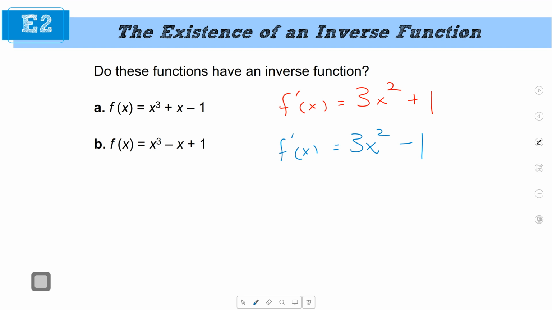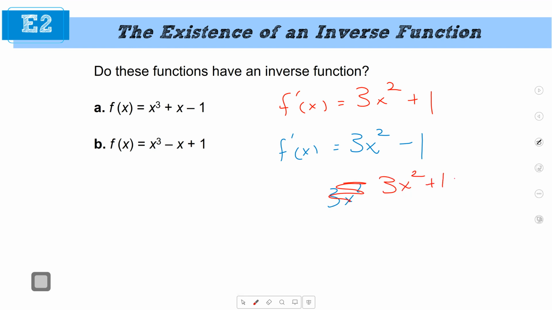How do we know? Never mind. You giving up that easily? Since this is always positive, it has to always be increasing. If that doesn't make sense to you, then we could solve for critical numbers here. Okay, so 3x, well, let me change colors here so we're not confused.